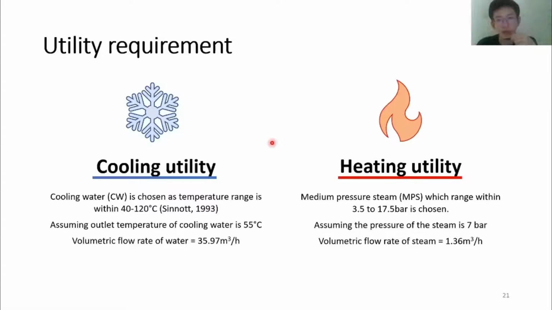And I will continue with the utility requirement. Cooling water is chosen as the cooling utility because the temperature range is between 40 to 120 Celsius. Hence, it can be used to condense vapor in the condenser. The temperature of cooling water is assumed at 55 Celsius.